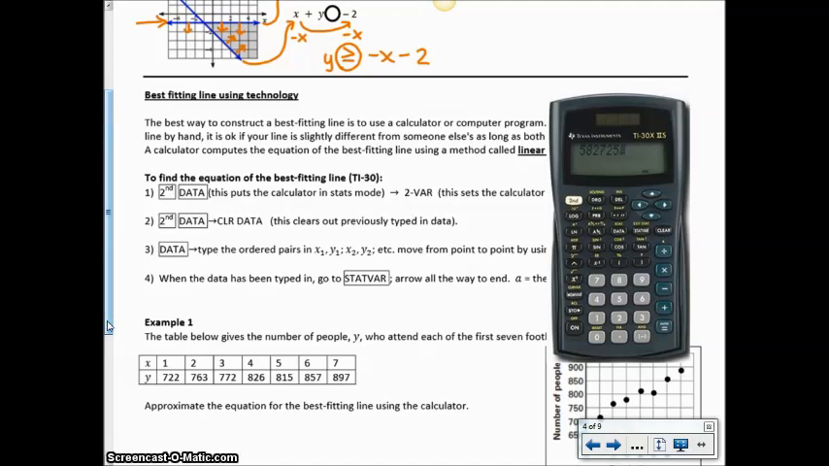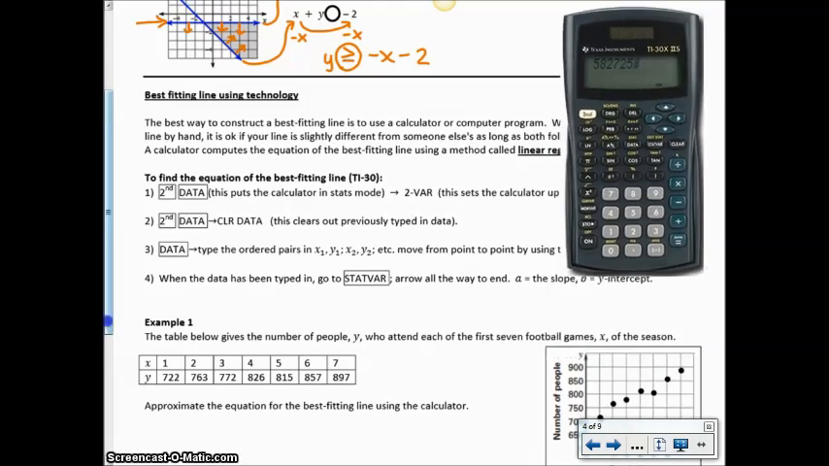When we did the best fit line yesterday, we had to do it all by hand, and everybody's was probably different because we could have picked 2 different points. So like on your homework last night, if you checked it with somebody else, then you might notice that your answer is not necessarily the same one as they got, because you might have chosen 2 different points. So the best way to construct a best fit line is to use a calculator to do it, or a computer program. And I've got my little calculator here.